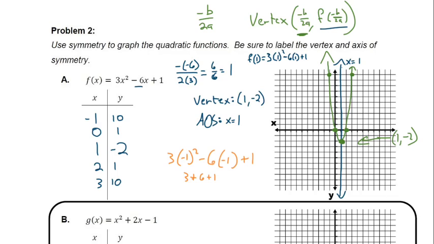All right. So this is just like problem 1. The only difference is how do you find your vertex and axis of symmetry. All right? Go forth and do B and C.